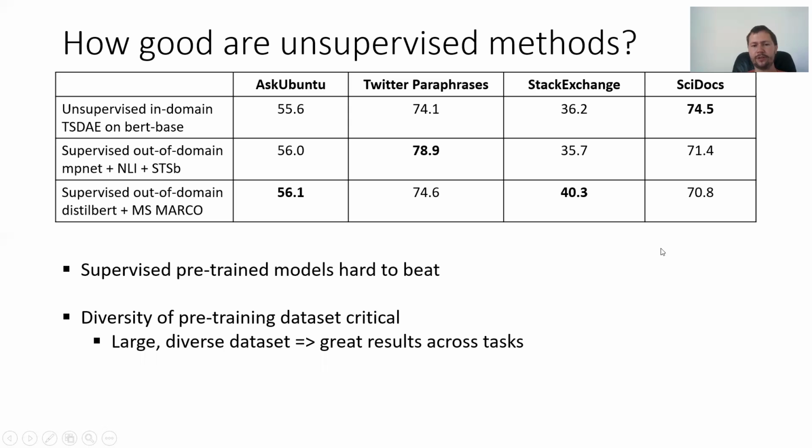So supervised pre-trained models are really hard to beat. And if you have a diverse pre-training dataset, you get great results across tasks. So far, unsupervised methods are inferior to supervised methods, which have been trained on diverse datasets.